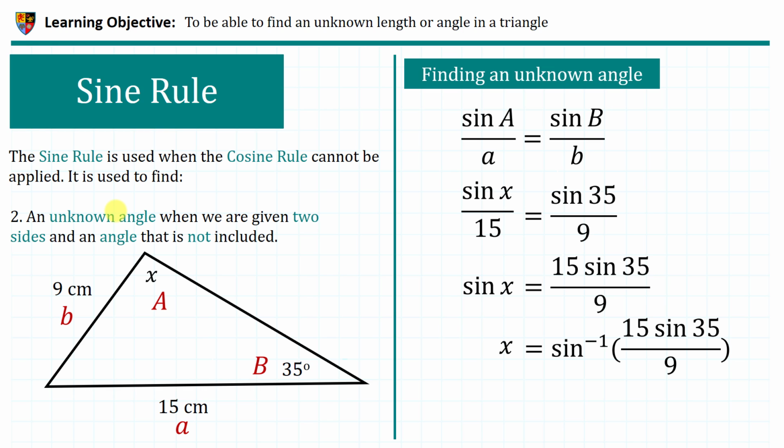And once you plug that into your calculator, using the fraction keys, to get the 15 sine 35 over 9, that will give you 72.9 degrees to 1 decimal place. So that's the sine rule in a nutshell. You got the idea. Let's look at some mixed questions to make sure you can make the important choice: do you use sine rule or cosine rule? And we'll build from there.